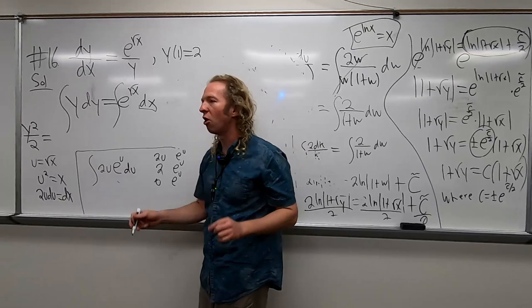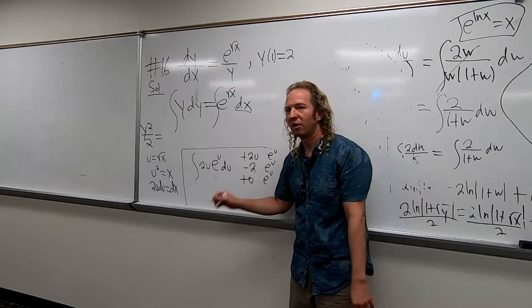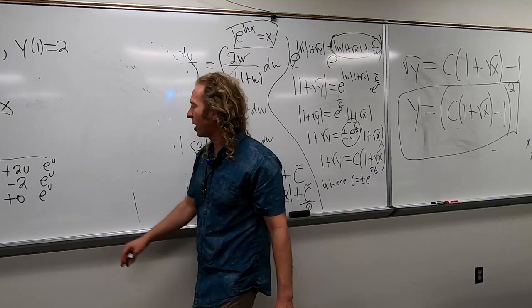Then you always start with plus. So it's plus, minus, plus. It's always plus, minus, plus, always. Right, and then you're done, right? Then we're done. Now we just draw arrows, and you just follow the arrows to get the answer.